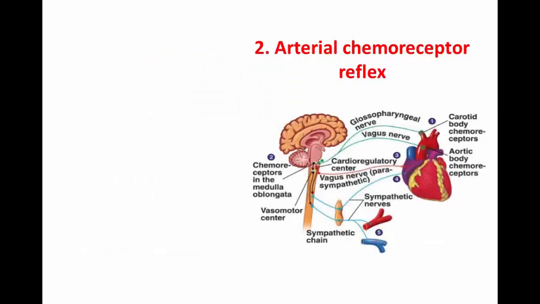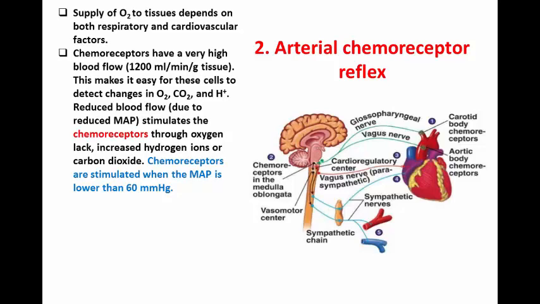The second important neural reflex, which is important in the short-term regulation of the arterial blood pressure, is the arterial chemoreceptor reflex. We have chemoreceptors which detect changes in the partial pressure of oxygen, the partial pressure of carbon dioxide, and the hydrogen ion concentration. These chemoreceptors detect the chemical composition of the blood, and that's why they are known as chemoreceptors.